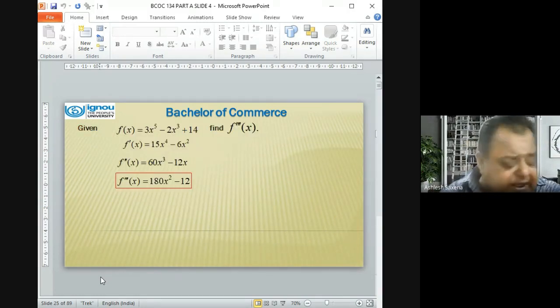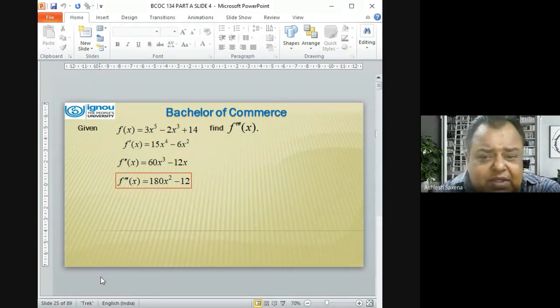Now we have already calculated the third derivative. Your function is f(x) equal to 3x^5 minus 2x^3 plus 14. You have to calculate the first derivative. The first derivative is 15x^4 minus 6x^2. Your second derivative is represented by f''(x), which is 60x^3 minus 12x. The third derivative f'''(x) is equal to 180x^2 minus 12.